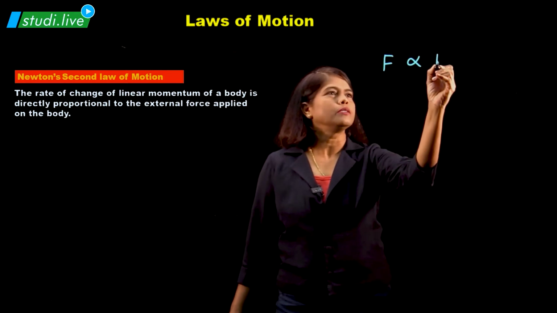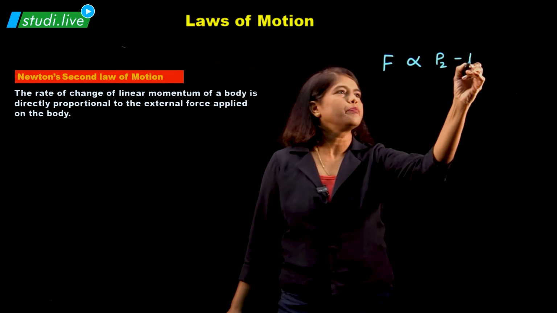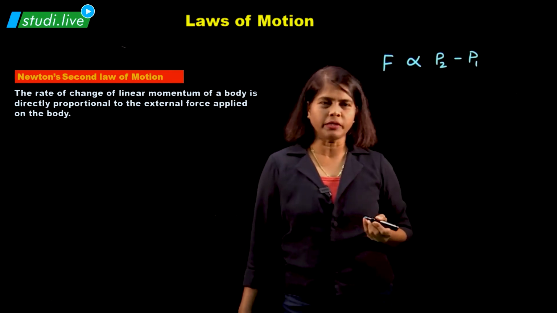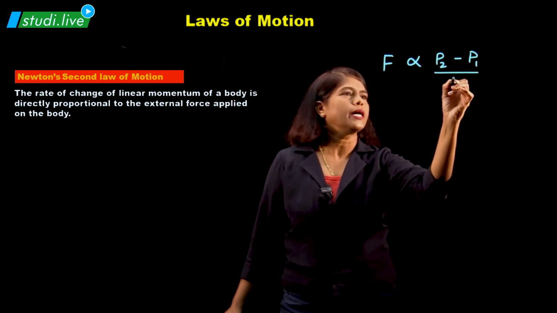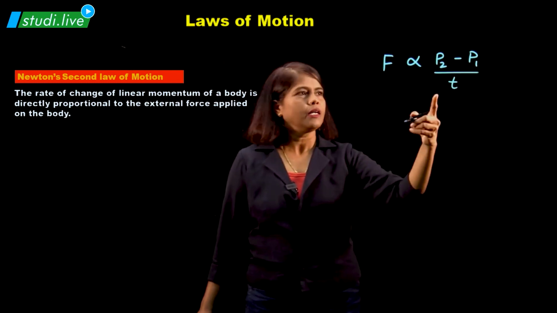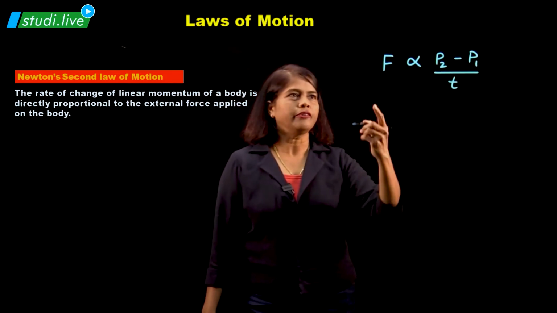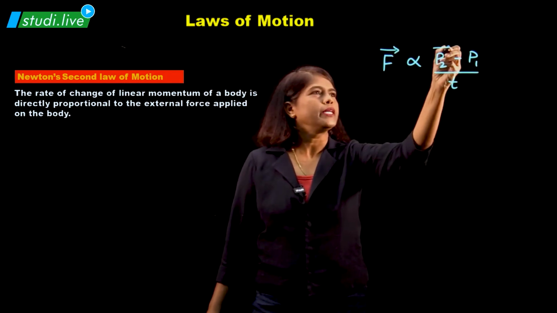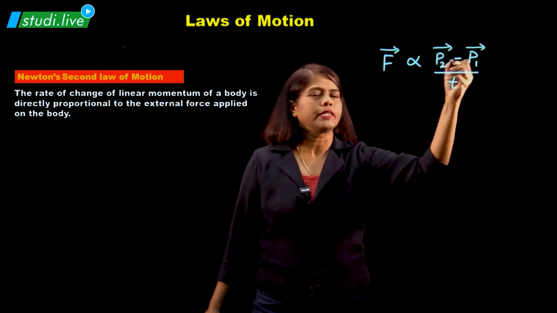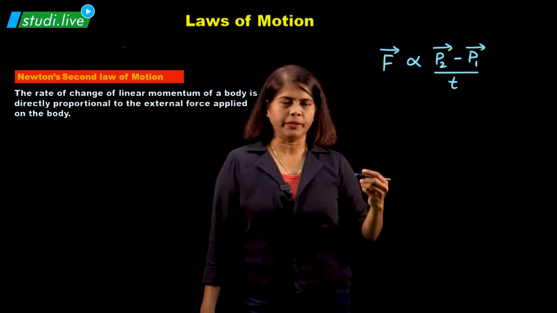So it will be P2, that is final momentum, minus P1, that is initial momentum, upon time. So we call it the change of momentum upon time. The whole thing we read as the rate of change of momentum. Let me write, force is a vector quantity, so I'll put an arrow here. Momentum is also a vector, and time is a scalar quantity. We can solve it further.